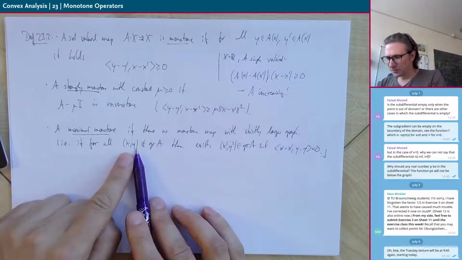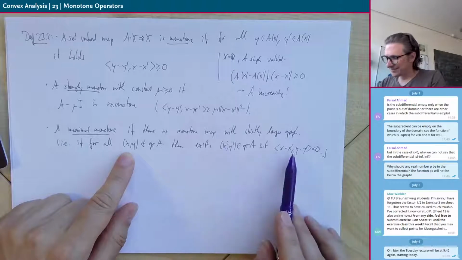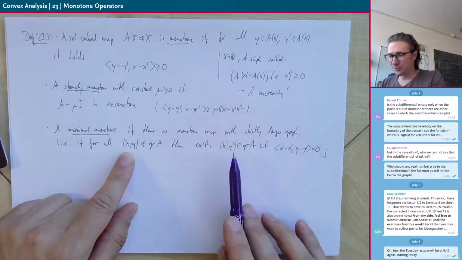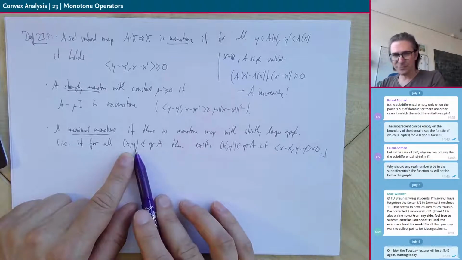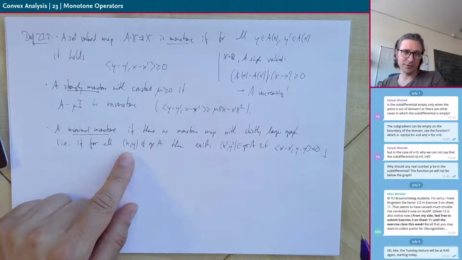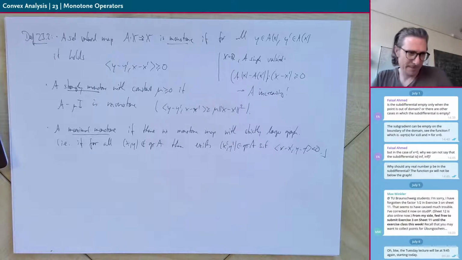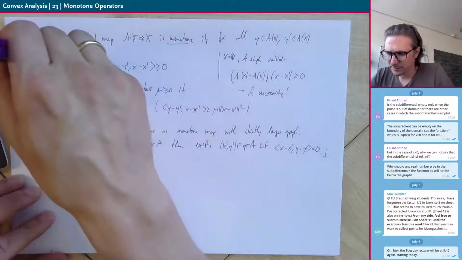If there is a point outside the graph such that these inner products would all be non-negative for anything which is in the graph, then you could add this to the graph and monotonicity would be preserved. Okay. Good.